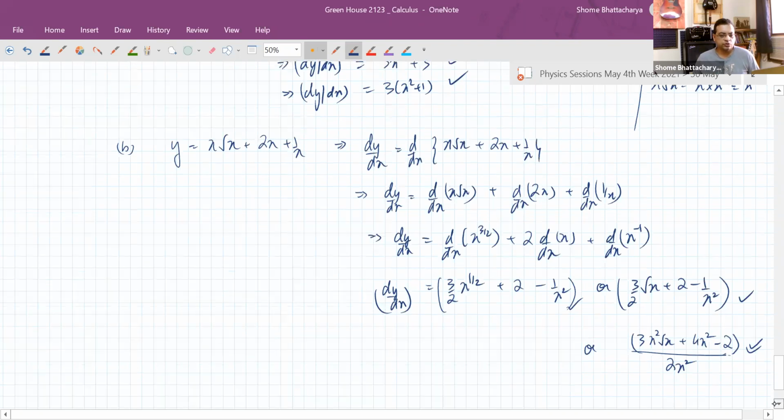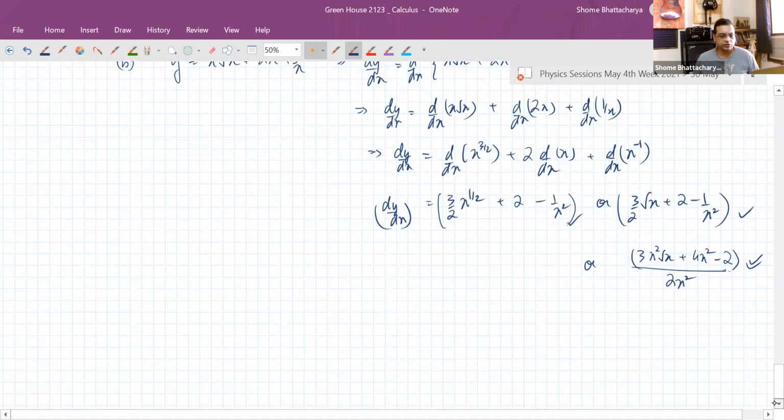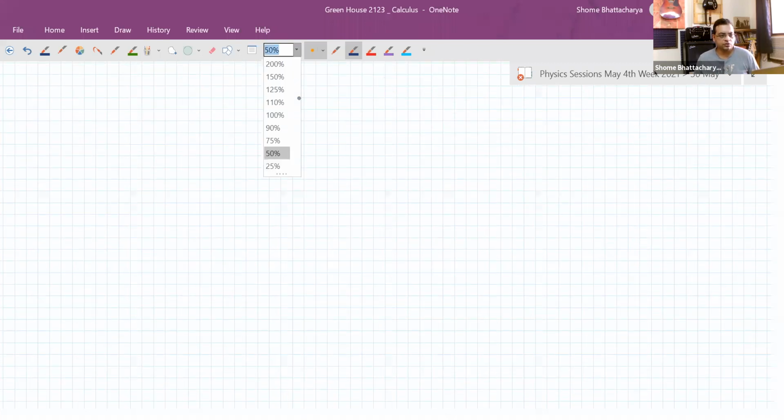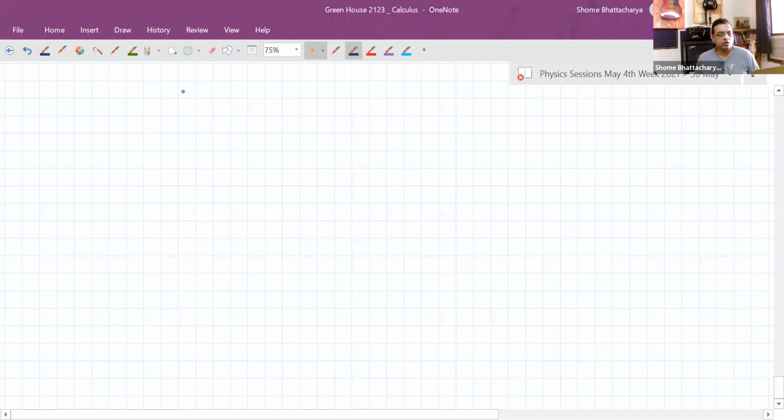Okay, so having gone through the properties and formulae of differentiation so far, let's quickly also reinterpret what is the meaning of differentiation, or what is the meaning of rate of change. So, geometrical interpretation of rate of change.